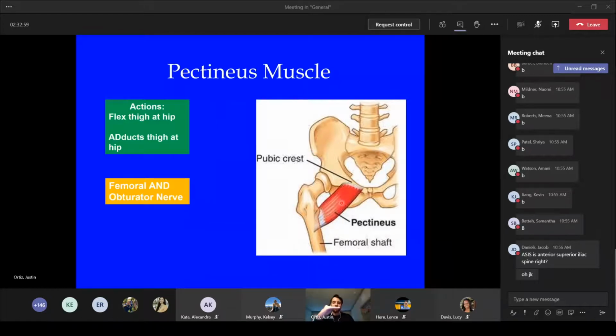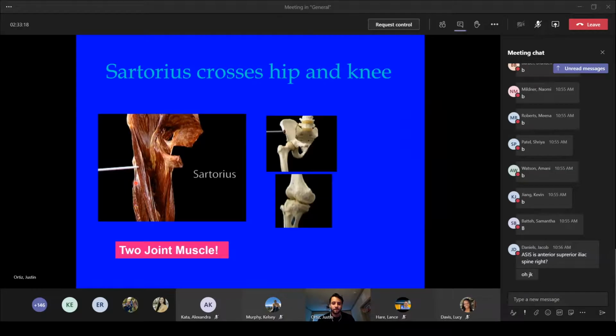If the pectineus was horizontal, it would solely be an adductor, right? Because it's just going to be bringing the leg back. But because it has this diagonal angle right here, it helps with pulling the femur up. You can see that, right? That's why it flexes the thigh at the hip. And remember, important to note, it takes femoral as well as obturator nerve. I would say that's important.